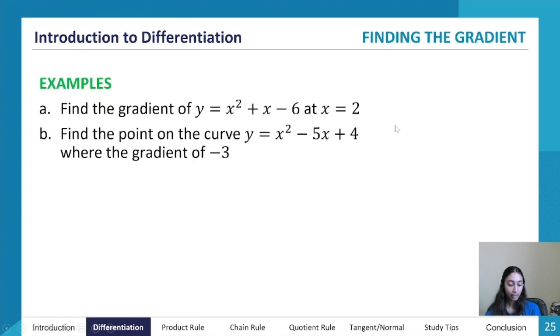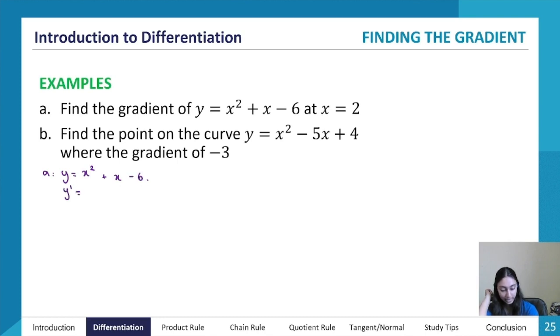Okay, I'm going to show you how to do A, because it's going to be a bit tricky if I just say, do it. And then I'm going to give you a snack to do B by yourself. Okay. So A, y is equal to x squared plus x minus 6.